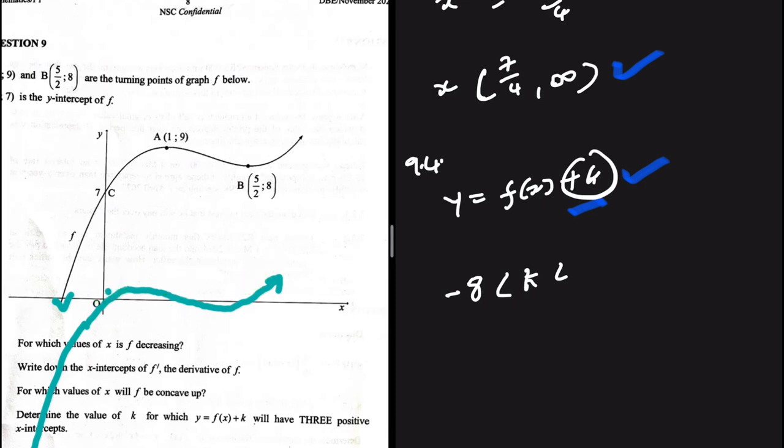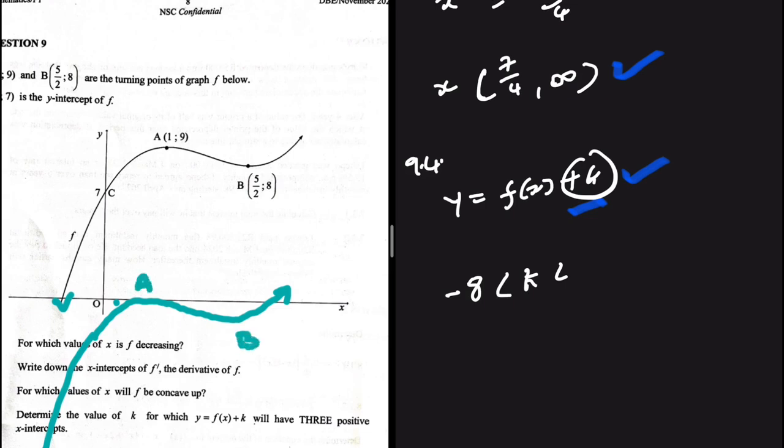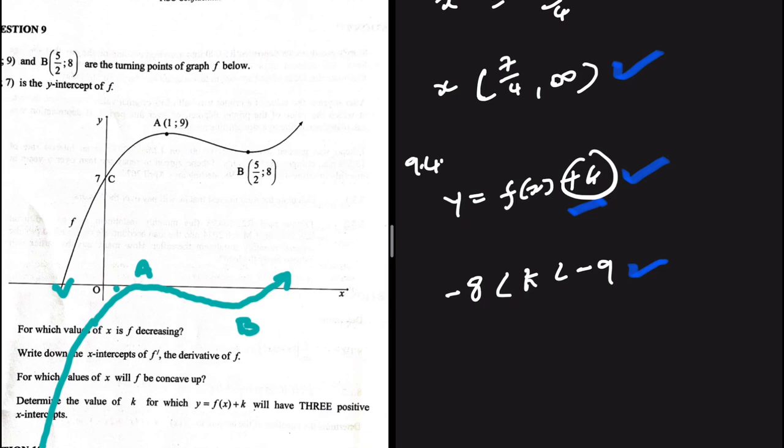But it does not end there. There's a limitation that I need to show you. Let's say we keep going down, and the x value at a touches the x-intercept, because we would have a here and we would have b here. You can see that when the y value at a touches the x-axis, we have a problem. We no longer have 3 positive. So we need k to be greater than minus 8, but we need k to be less than minus 9. If these two conditions are satisfied, then we're going to have 3 positive x-intercepts.